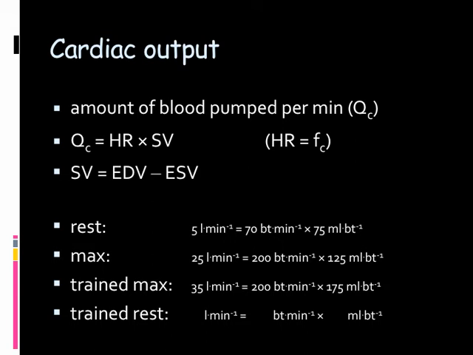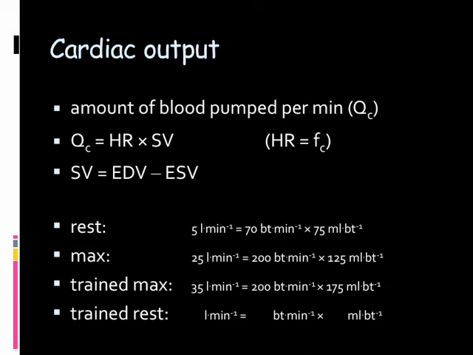Now, let's look at this trained individual at rest. What do you think is the effect of training on the resting cardiac output? In an untrained person, it's 5 liters per minute. What do you think it is in an endurance athlete? Well, the answer is no change, 5 liters per minute.